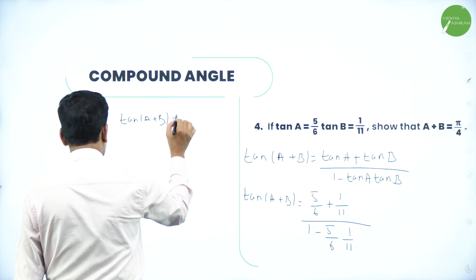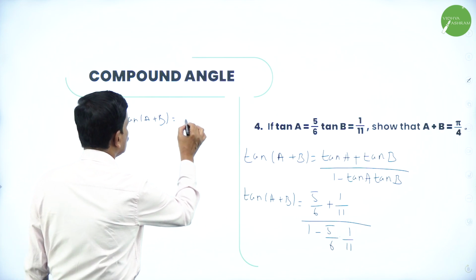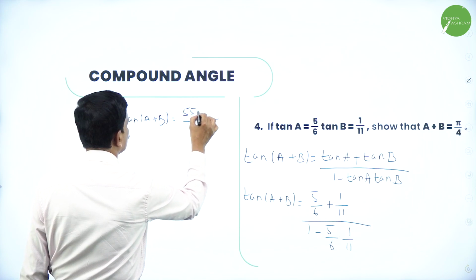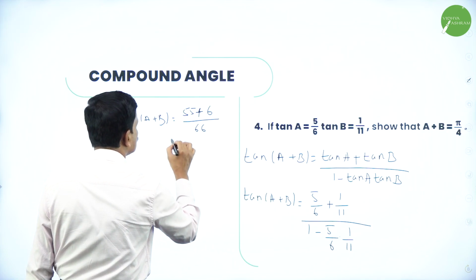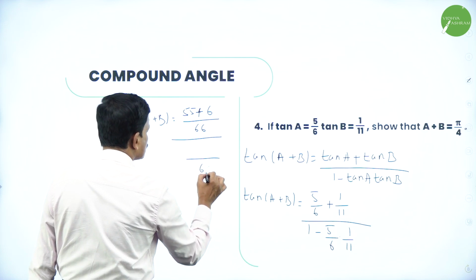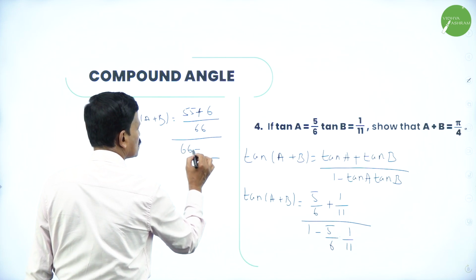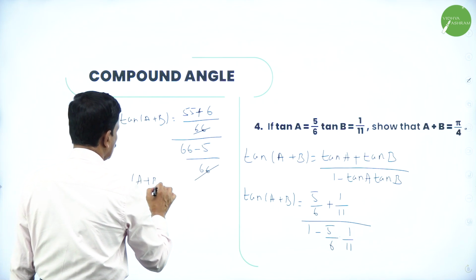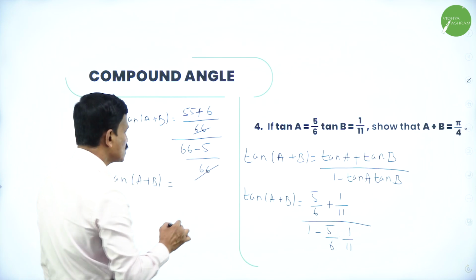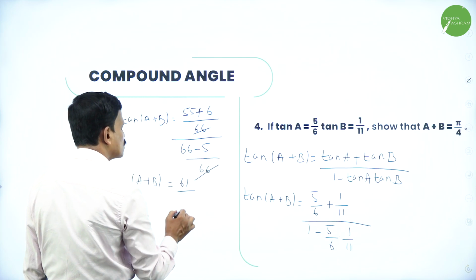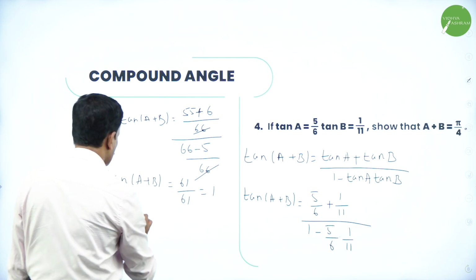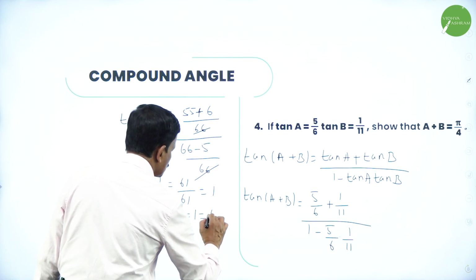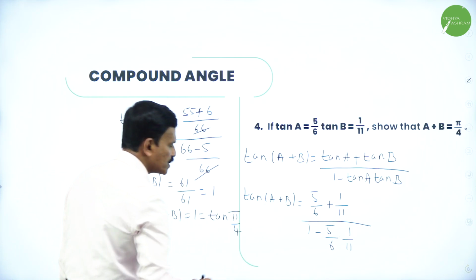So therefore we can write tan of (A+B) is equal to, take LCM, 6 into 11 is 66. Cross multiply: 11 fives are 55 plus 6 ones are 6, divided by, again 11 sixes are 66, LCM 66 into 1 is 66 minus 5. These two get cancelled. Tan of (A+B) is equal to (55 plus 6 is 61) divided by (66 minus 5 is 61), that's equal to 1. So tan of (A+B) is equal to 1, which means that is nothing but tan 45. What is tan 45?